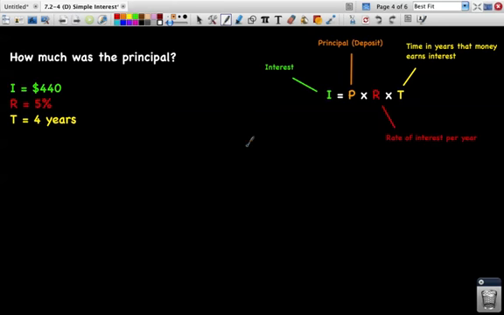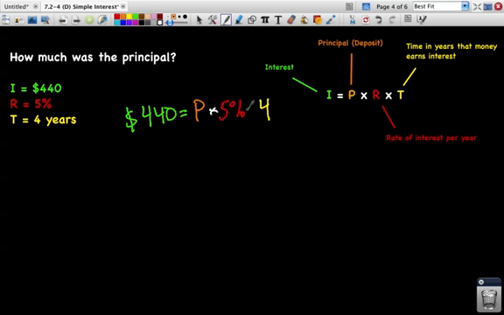Let's take a look at another problem. This is a little bit different. How much was the principal? So actually now what I'm given is my interest of $440. I know that, okay? And that's going to be equal to whatever the principal was, which is what we're trying to figure out. We don't know, okay? Times my rate. My rate's 5%. And then multiplied by my amount of time, 4 years, okay?